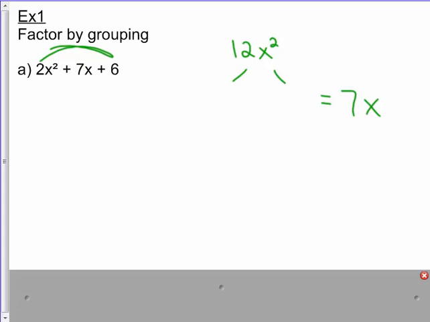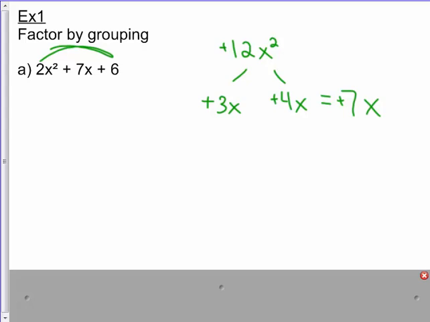So if I look, I have 12. Well, I know that's a positive 12. I know it's a positive 7. So what multiplies to a positive? Well, positive, positive, or negative, negative. It does have to be positive. So it's going to be 3x and 4x.